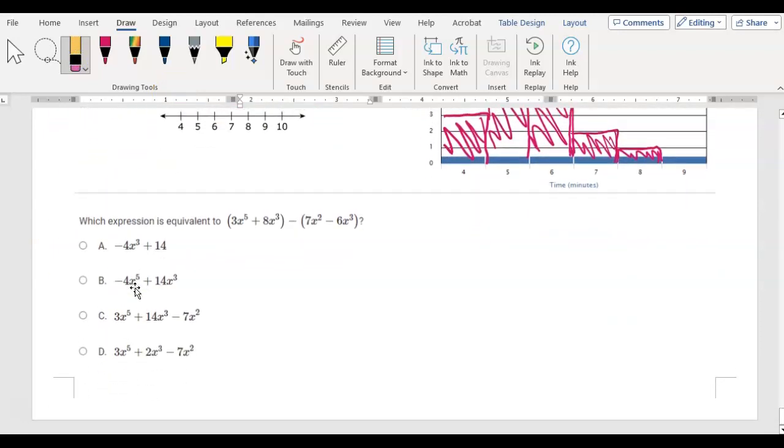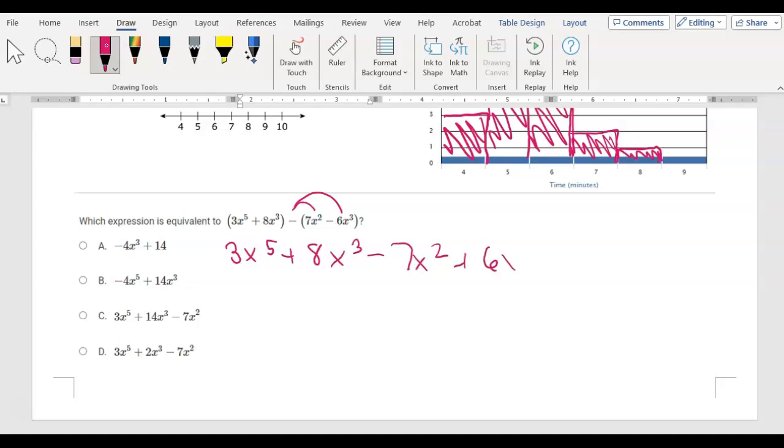All right, this last one is what we practiced today in your PARCC station. And so this is adding and subtracting polynomials. In this case, we're subtracting, and that's like adding, you're just combining like terms. So subtracting, though, you have to subtract each term, which means you distribute that negative. So we'll rewrite this as 3x to the 5th power plus 8x cubed minus 7x squared plus 6x cubed, because this negative times a negative makes it a positive.